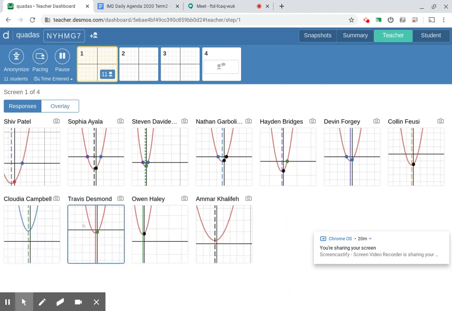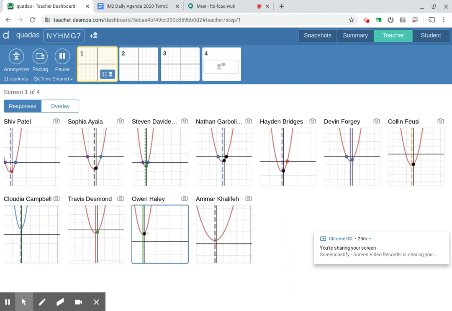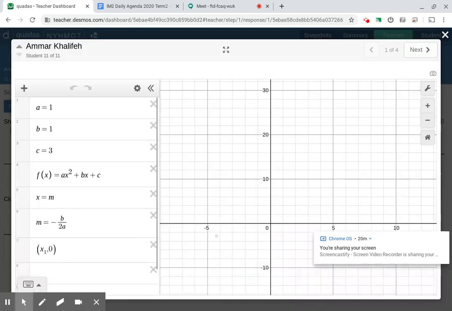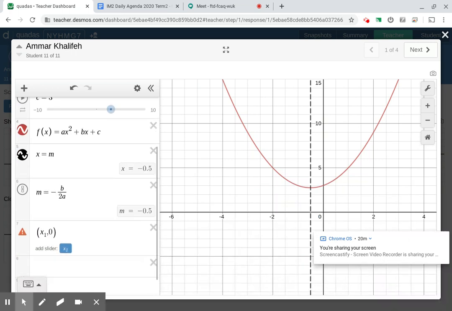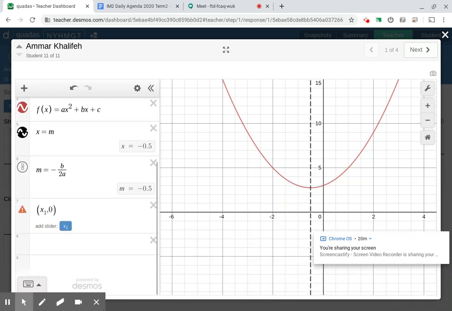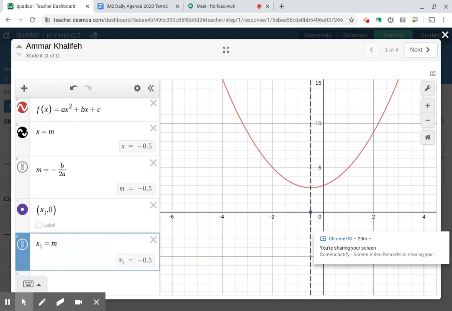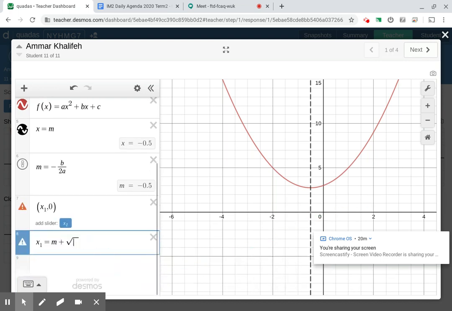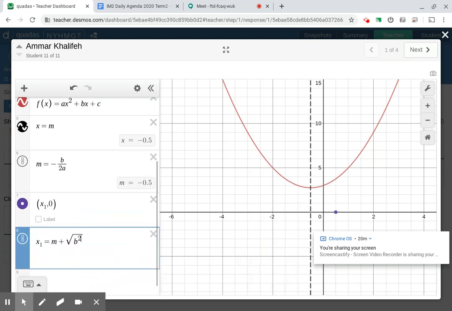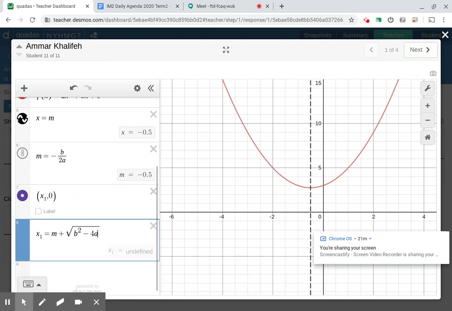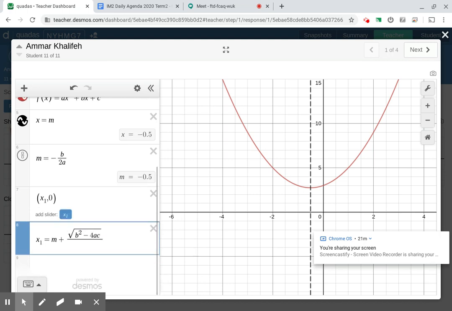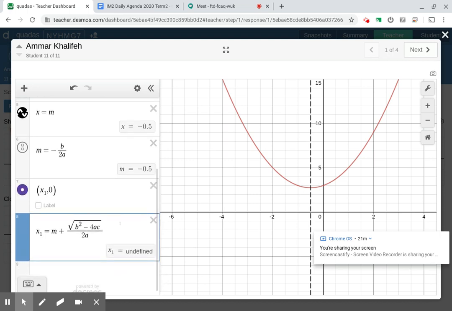and then Travis, when you finish that one, and 0 and 2, make the axis of symmetry dashed. All right. And then Amar, you're missing the actual formula for the x-intercept. So what you want to do is say x1 equals the middle plus the square root of b squared minus 4ac, right arrow, all divided by double of a. And that's how you're going to find your x-intercepts.